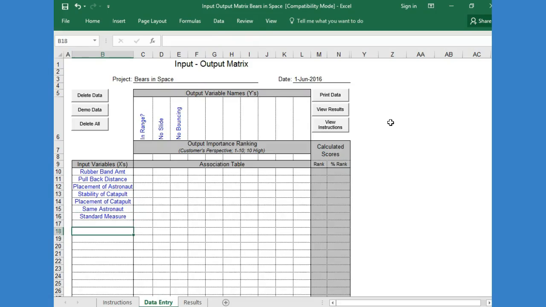Okay, so of the top 3 outputs, which one's the most important? And if I'm going to say 1 to 10, how important is being in range? Okay. And how important is no slide? About a 6, you think? We measure where it hits. It should be lower than 6, I would feel. It's not an issue.